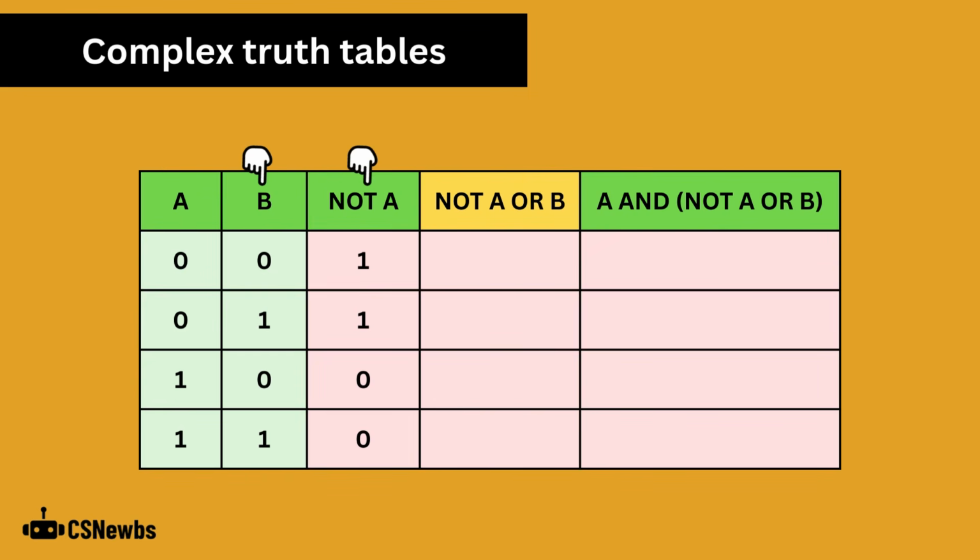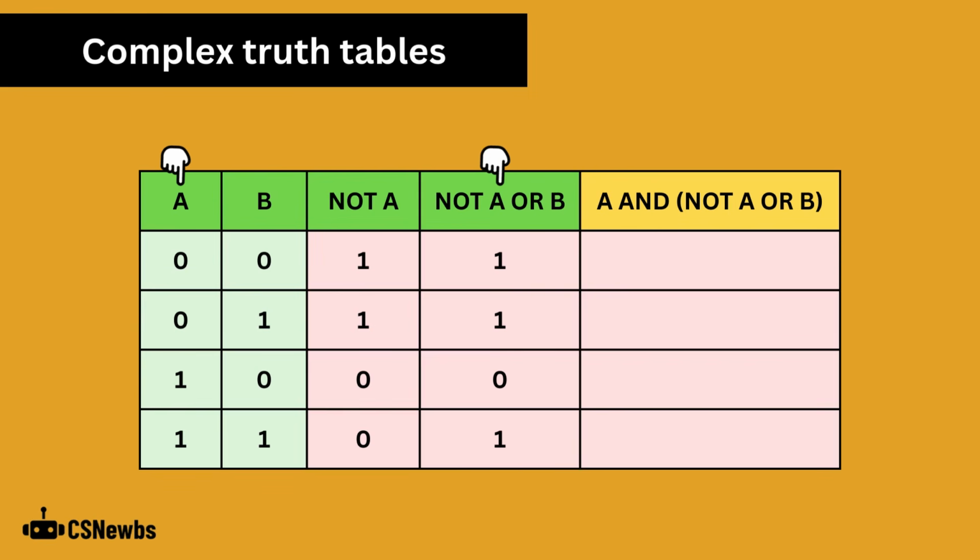Now we look at the NOT A OR B column, and you can see that we are going to compare the B column and the NOT A column in the previous columns, and we will use the OR operator. So anytime there is a 1, the output will also be a 1. So 0 or 1 is 1, 1 or 1 is 1, 0 or 0 is 0, and 1 or 0 is 1.